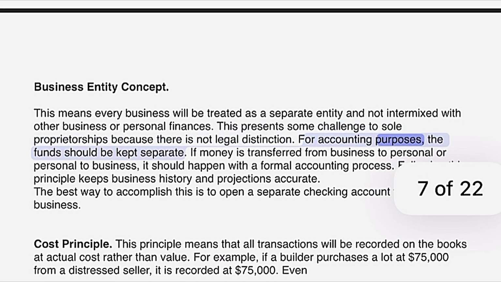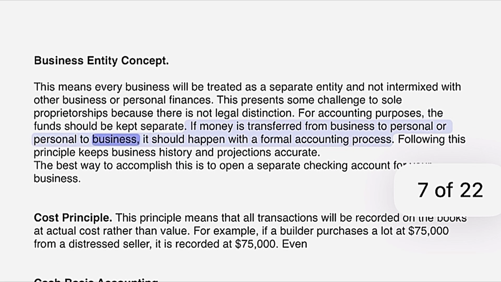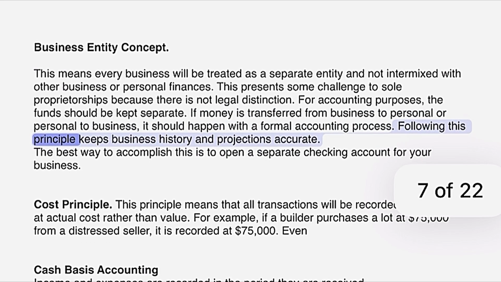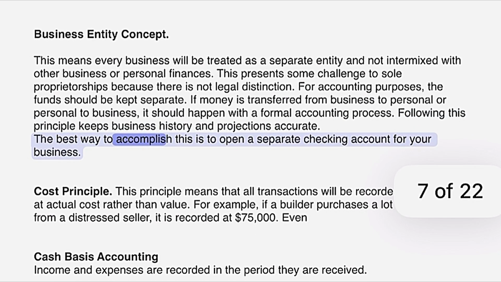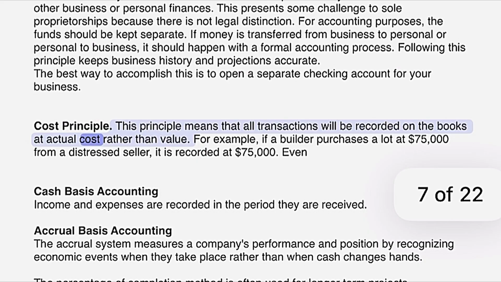For accounting purposes, the funds should be kept separate. If money is transferred from business to personal or personal to business, it should happen with a formal accounting process. Following this principle keeps business history and projections accurate. The best way to accomplish this is to open a separate checking account for your business. Cost principle. This principle means that all transactions will be recorded on the books at actual cost rather than value.